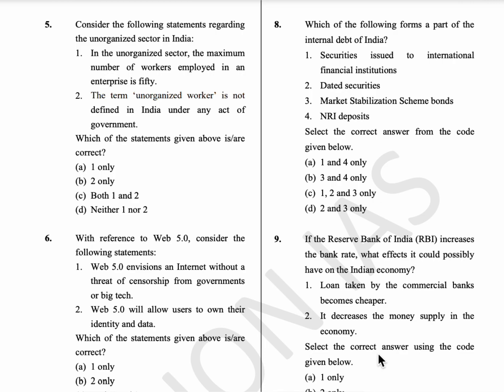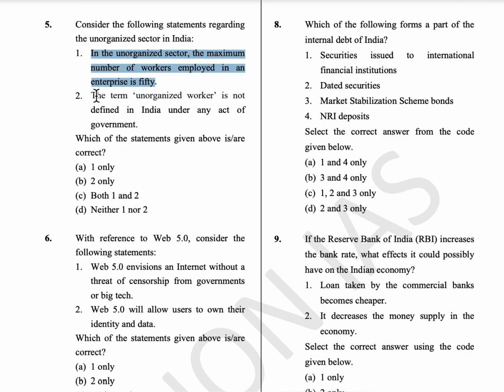The first statement is, in the unorganized sector, the maximum number of workers employed in an enterprise is 50. Here in an unorganized sector, the maximum number of workers should not exceed 10. So the first statement is wrong. Coming to the second statement, the term unorganized workers is not defined in India under any act of the government.